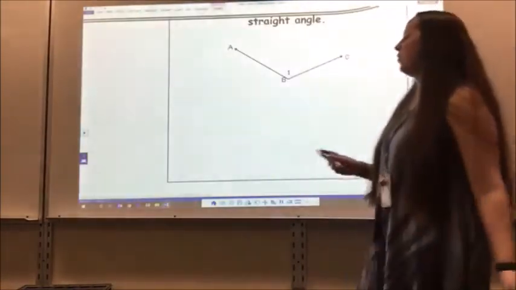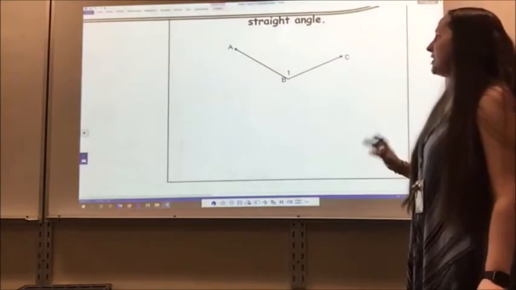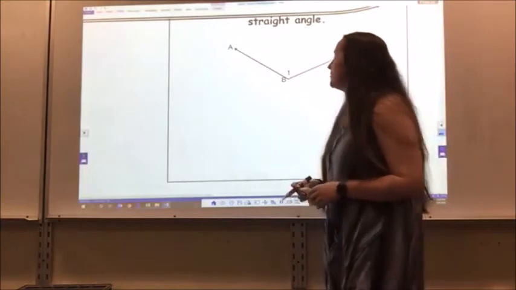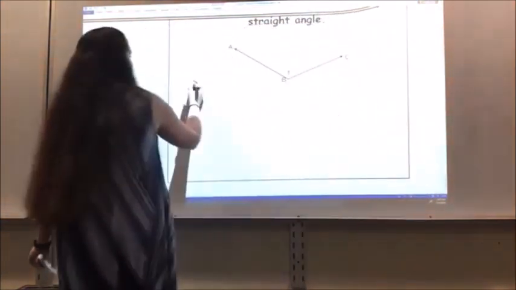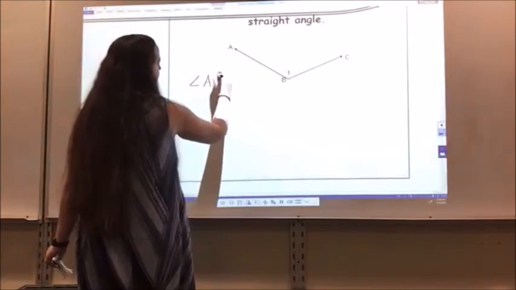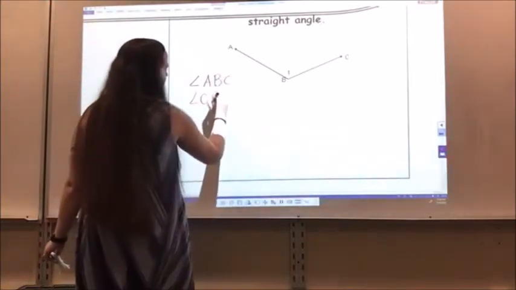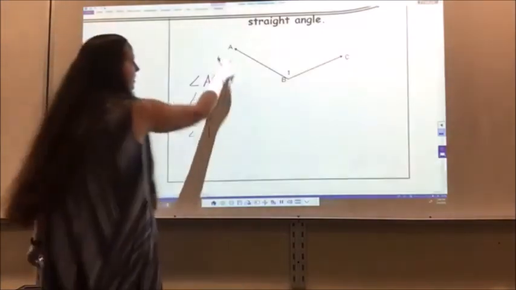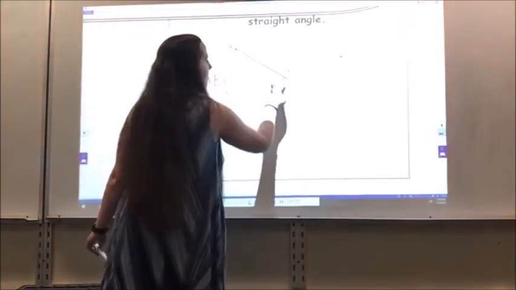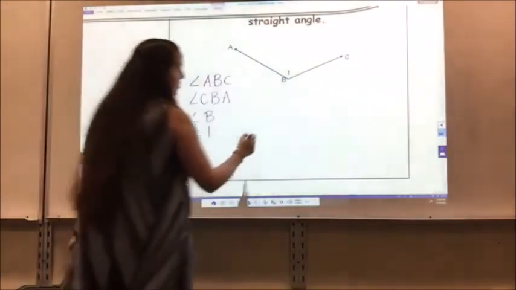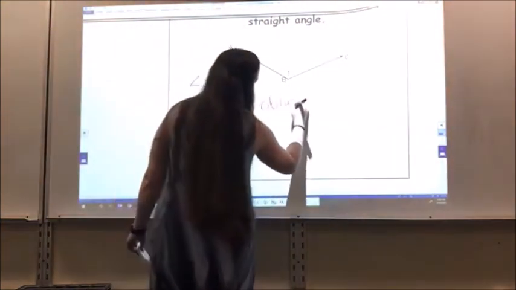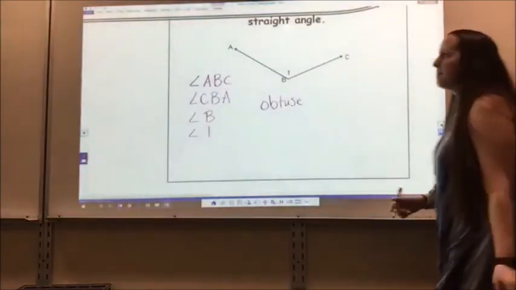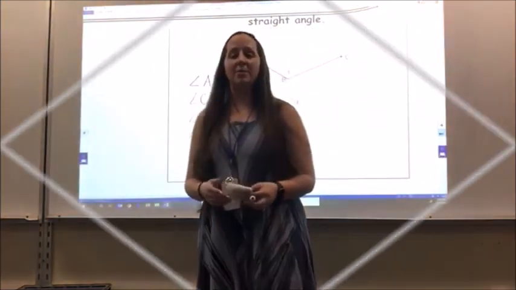All right, my second one wanted me to label the angle in 4 different ways and then tell whether it's acute, obtuse, right, or straight. So I can label this as angle ABC, as angle CBA, angle B, and angle 1. So ABC, CBA, B, and 1. And this is an obtuse angle because it is more than 90 degrees. And that is the end of Chapter 7, Lesson 1.